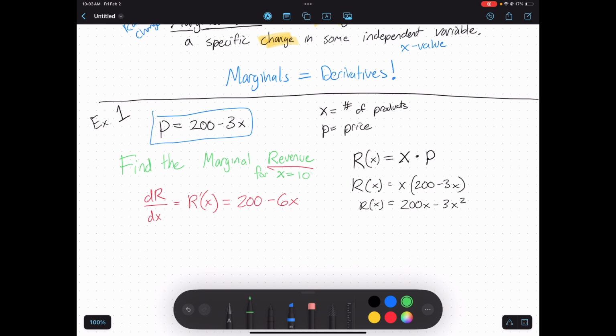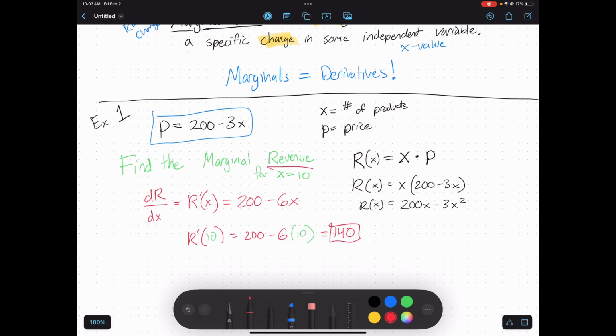Okay. Well, since I'm looking for the marginal revenue at x equals 10, I'm going to be using my derivative. So all I would need to do is just plug this into the derivative. R prime of 10 equals 200 minus 6 times 10. And I get 200 minus 60, which is 140.